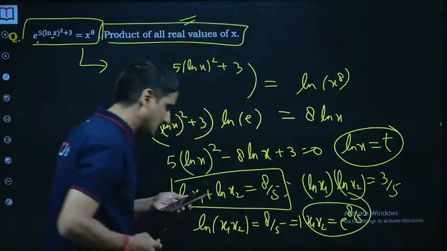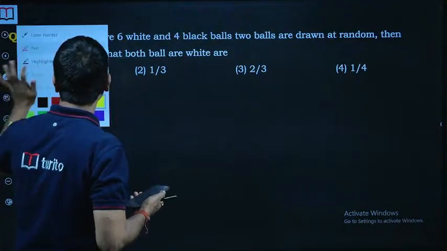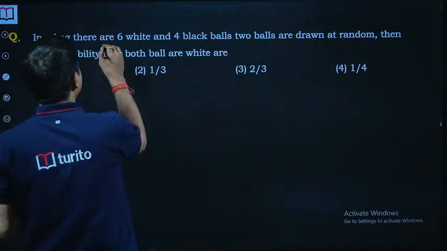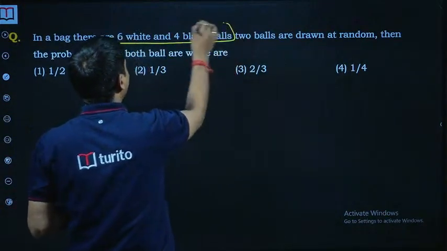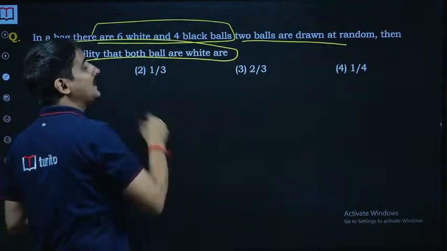So that should be the answer here. Okay, so that's the next question. Moving to the third one. It's a very simple question. There are 6 white and 4 black balls. 2 balls are drawn at random. Then the probability that both the balls are white.